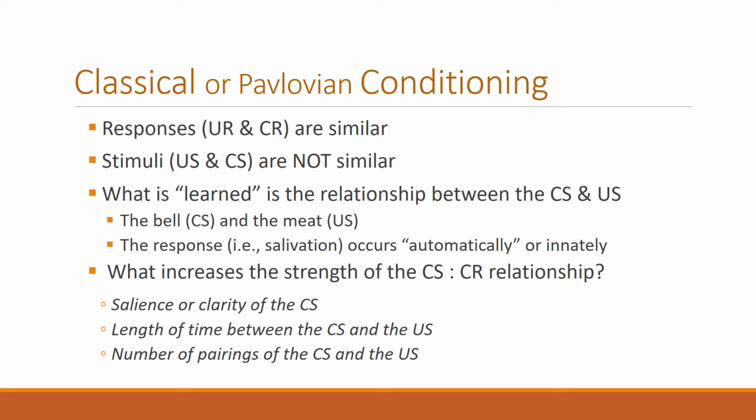So the time of pairing is important, and also the number of pairs. The first time, the animal won't get the relationship. It'll take a number of pairings between, in this case, the bell and the meat before the animal realizes, oh, here's a bell, meat is coming.